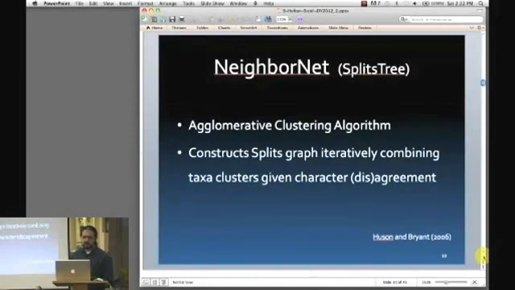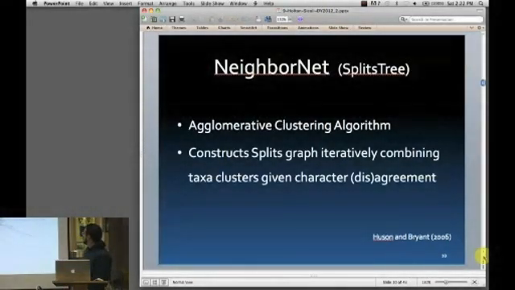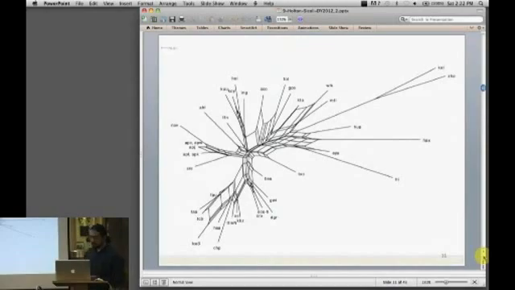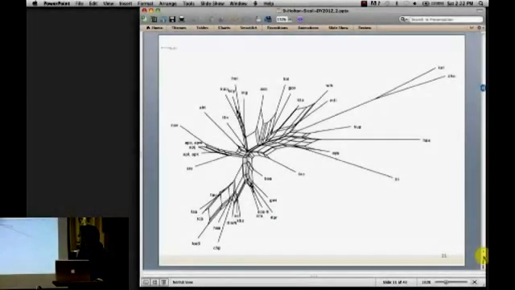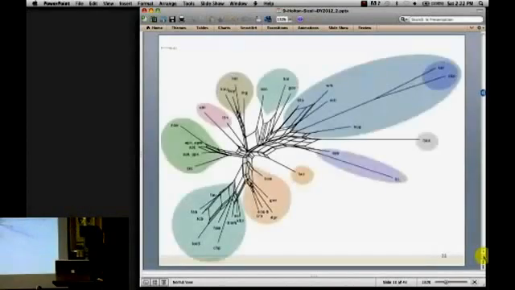So NeighborNet is an agglomerative clustering algorithm. It constructs a splits graph by iteratively combining taxa clusters given the agreement and disagreement. And here is the NeighborNet for Dene and Yeniseian in our data. The groupings themselves are easier to see if I group them like that. And so we do see a lot of clustering in the data.